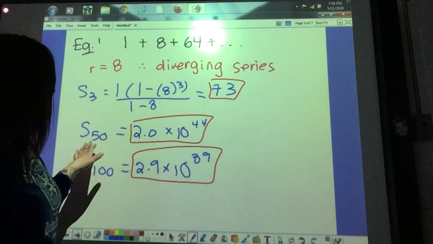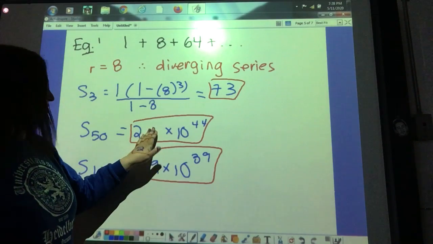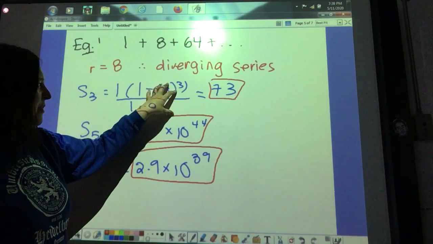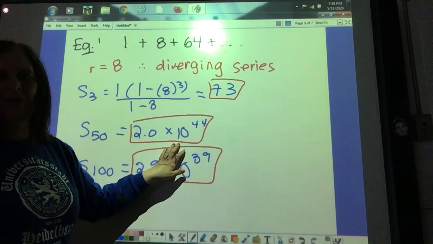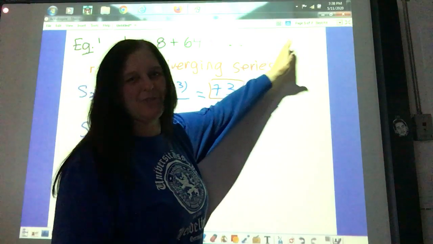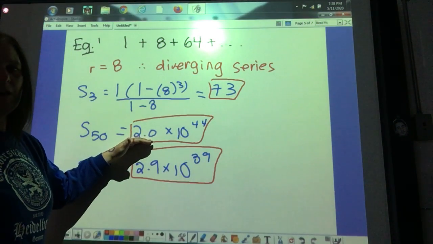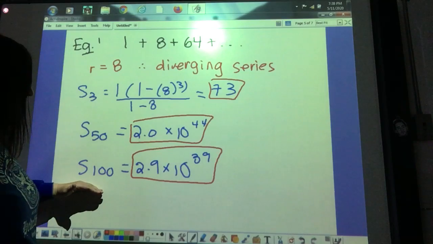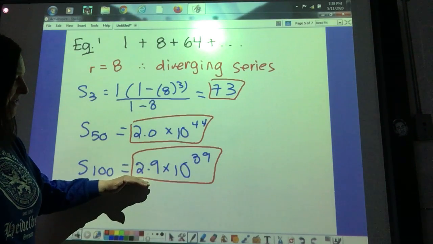Now, what if we add together the first 50 terms? Let's use the formula from yesterday. I didn't show my work because we just plug and chug, put the numbers in and solve. Then we get 2.0 times 10 to the power of 44. What? Why is that so big? Well, if we keep multiplying by 8, those numbers are going to get really big really fast. What if we do the sum of the first 100 terms? That's even bigger, right? That would be 2.9 times 10 to the power of 89.